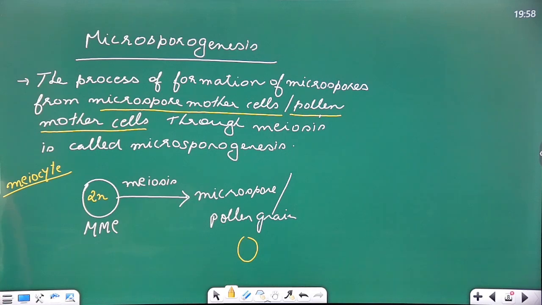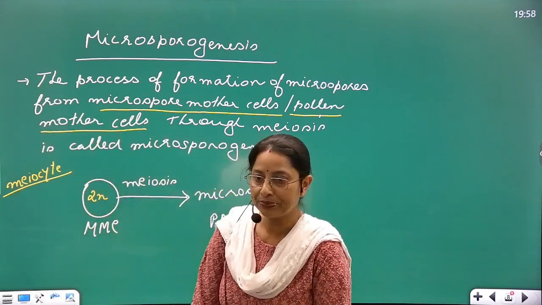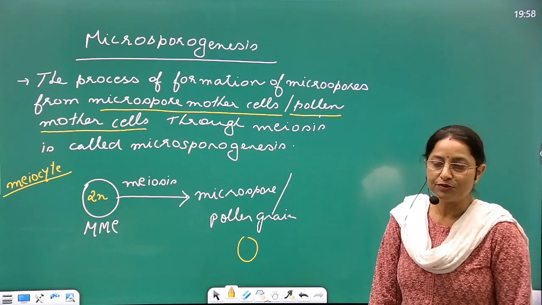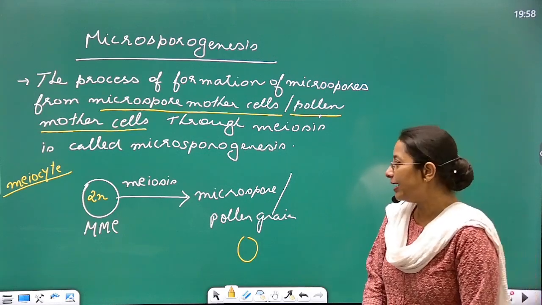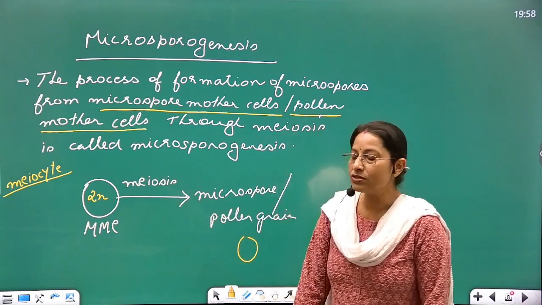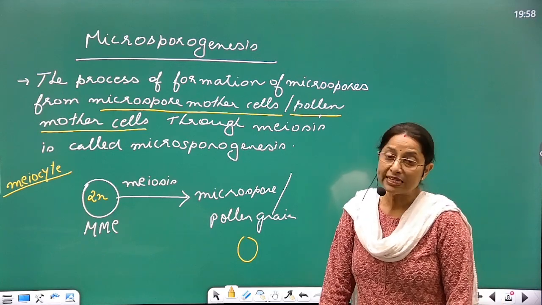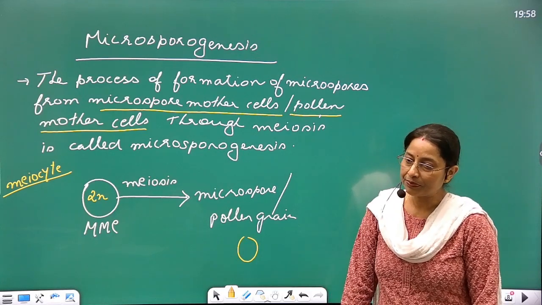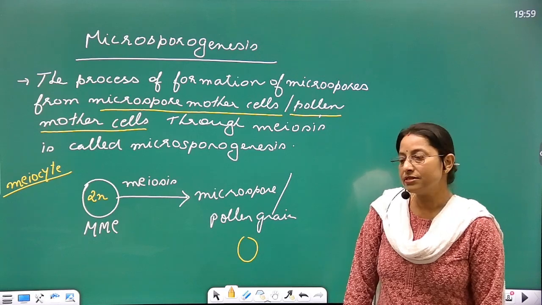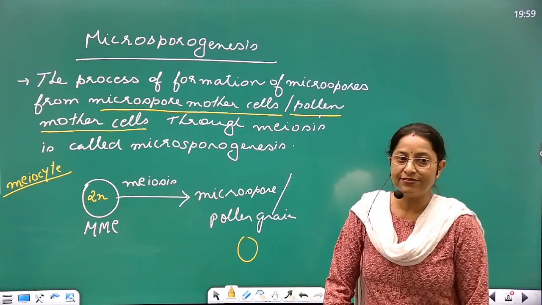Spores are always haploid, right? In most cases, spores are haploid. And what does meiosis mean? Meiosis is also called reduction division. What gets reduced? Mitosis is called equational division, right? Meiosis is called reduction division.